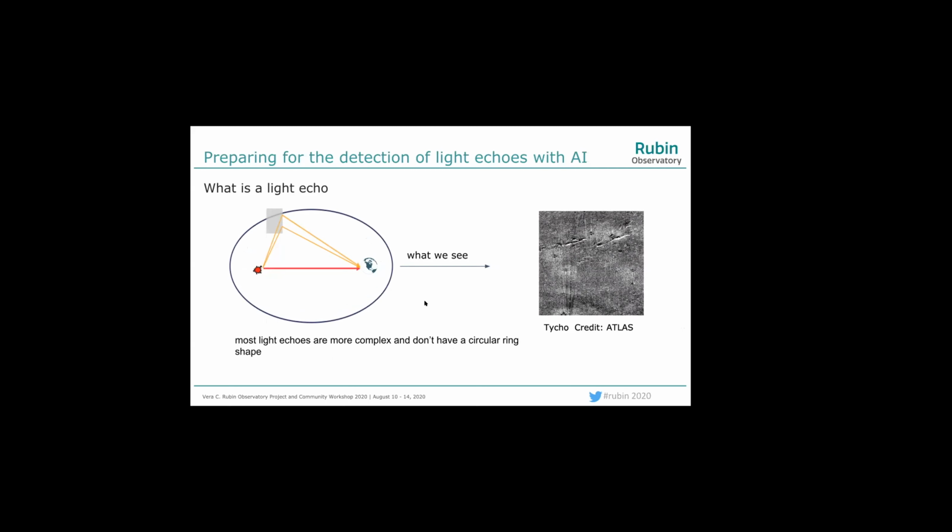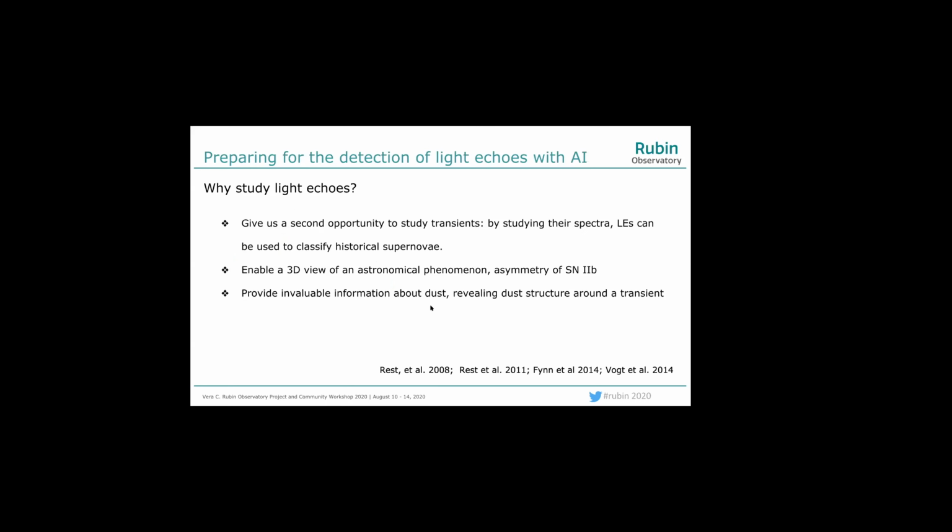But most light echoes are more complex and don't have a circular shape, because only a portion of the ellipsoid will have dust that reflects the light toward Earth. Next slide. Light echoes are important because they give us a second opportunity to study a transient and enable a three-dimensional view of an astronomical phenomenon. They also provide invaluable information about dust.